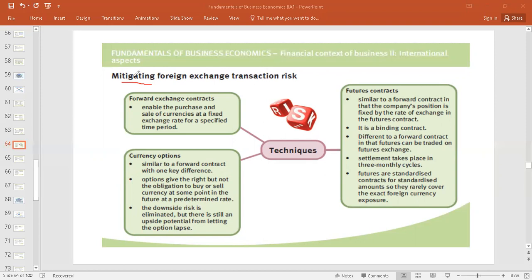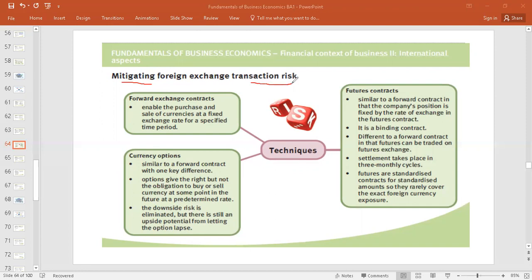Then certain mitigation activities can be taken up. The meaning of mitigation is that some activity is taken up to reduce the amount of risk that is present. So, mitigating foreign exchange transaction risk.